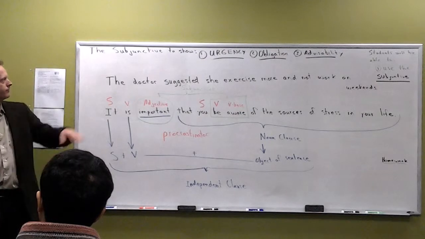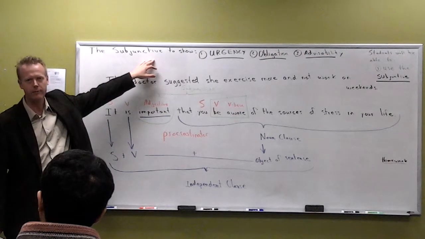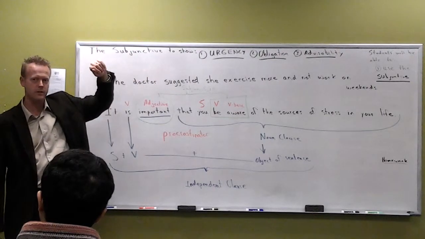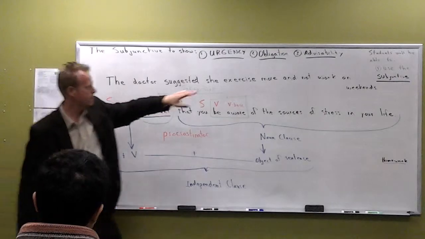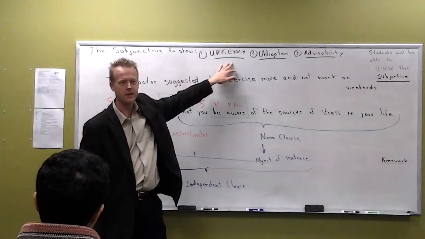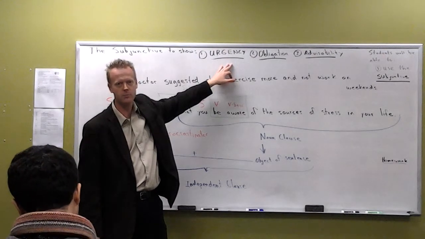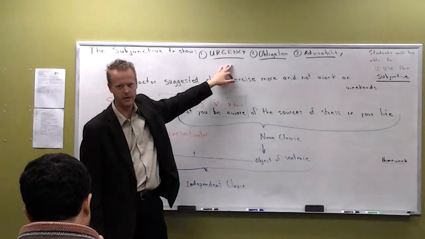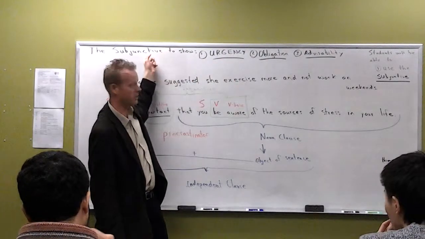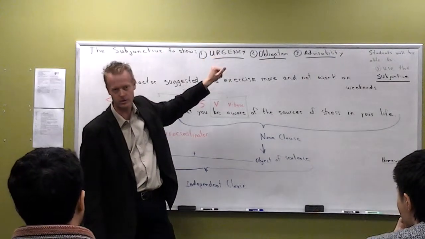So listen, we use this strange piece of grammar called the subjunctive in 3 situations. One of them is to express urgency. So if there's an emergency, and I want to express that we have an emergency here and something needs to happen, I use the subjunctive. So it's used for urgent situations.